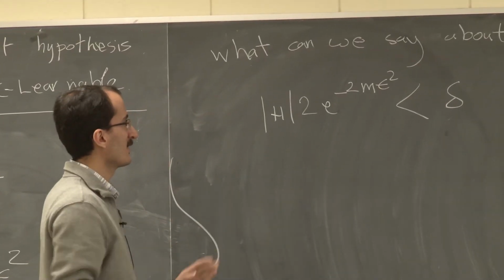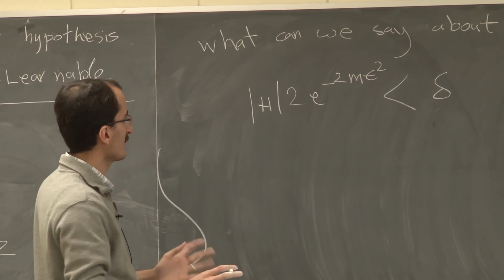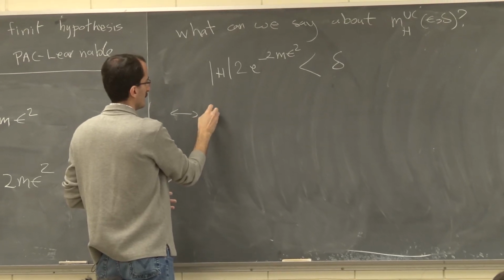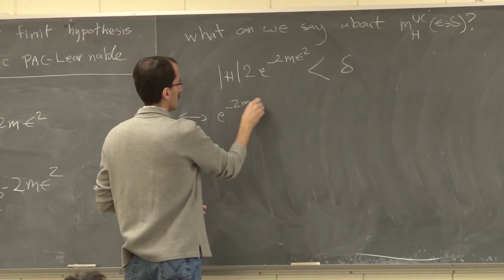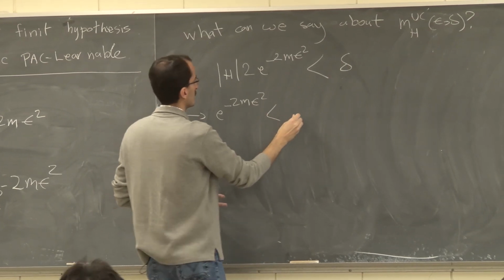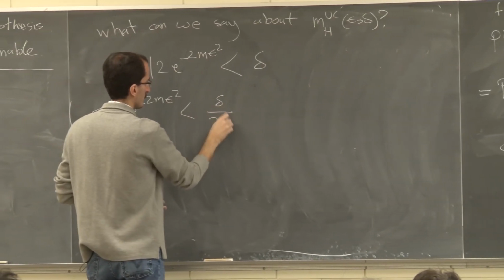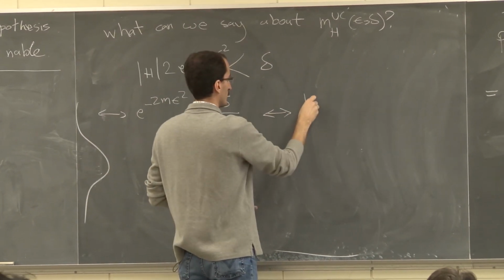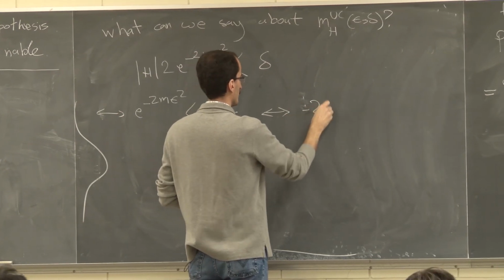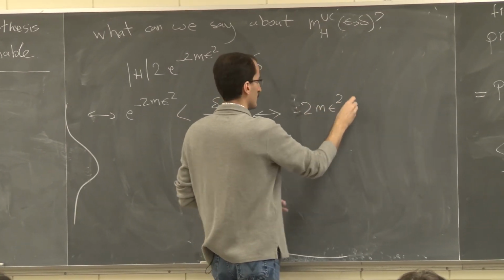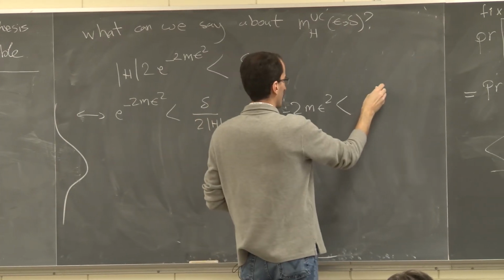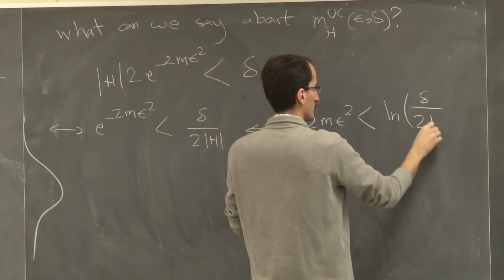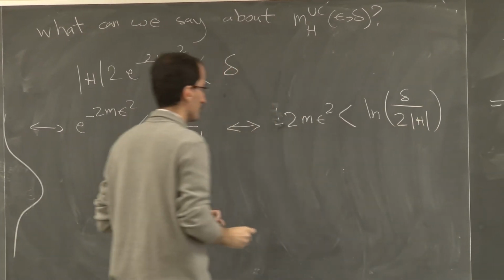So now we can take the log and do the division. That's e to the minus 2m epsilon squared less than delta over 2h. We can take the log, so minus 2 m epsilon squared is less than ln of delta over 2h.